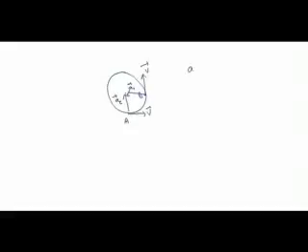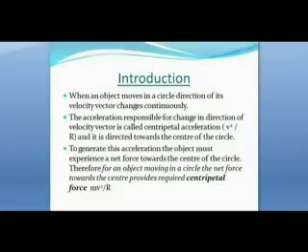Now the magnitude of centripetal acceleration is v squared by r, where v is the magnitude of the velocity vector and r is the radius of the circle. Since an object in circular motion is always accelerated, there must be some force responsible for generating this acceleration. This force is called centripetal force, and its direction is always towards the center of the circle, and the magnitude of this force is mv squared by r.